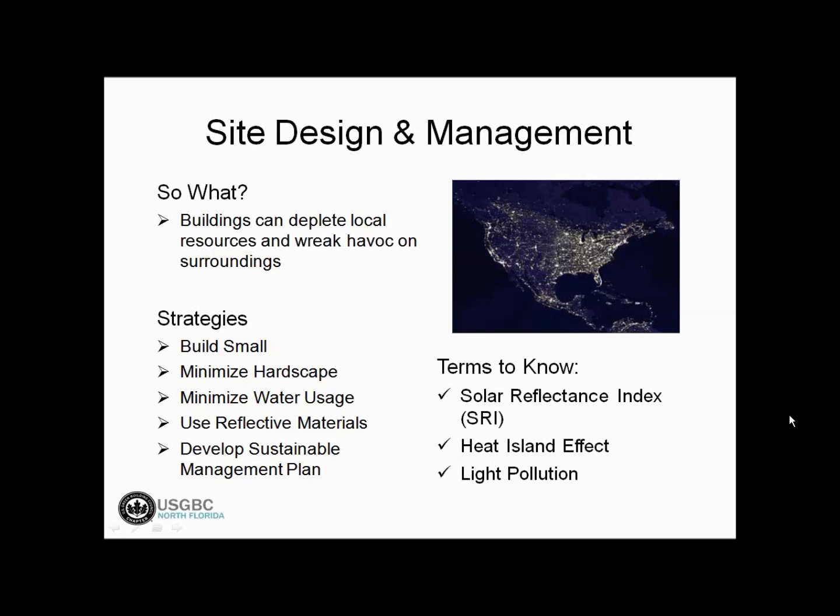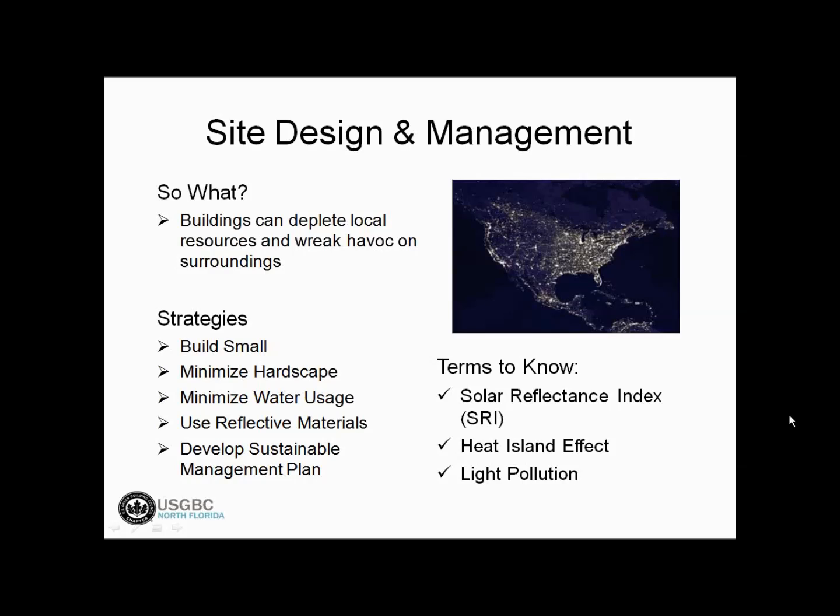And then we talk about things like that being measured in SRI, solar reflective index, basically a combination of mostly how reflective it is. So white concrete is better than black asphalt. Grass is better than concrete.